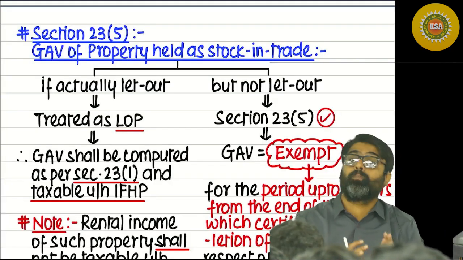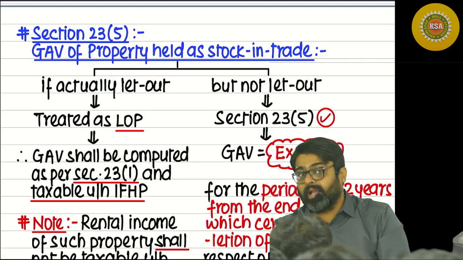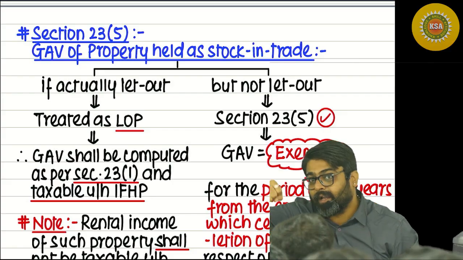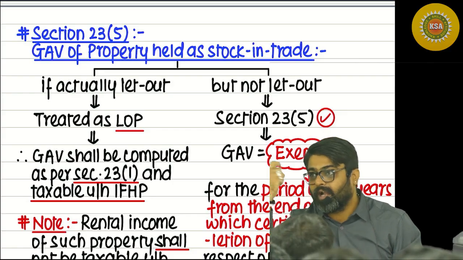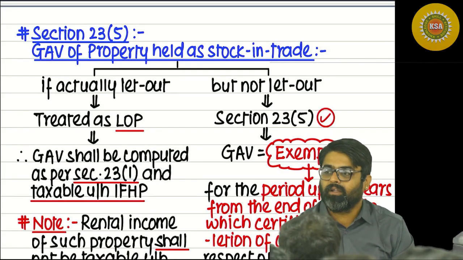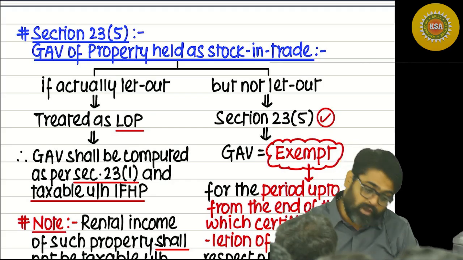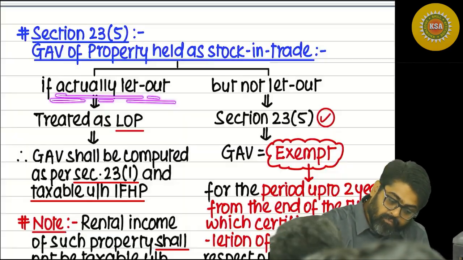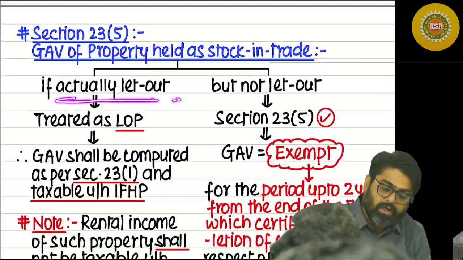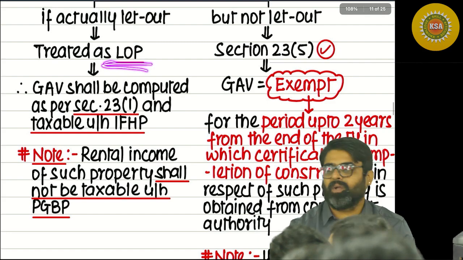Till the time the property remains in your stock, till the time you are not selling it, your intention was to exploit the rent earning capacity, and because of that intention only, you are giving the property on rent. Your business is not to earn this rental income. Getting my point? So if you actually let out the property held as stock in trade, those properties will be treated as your LOP only.